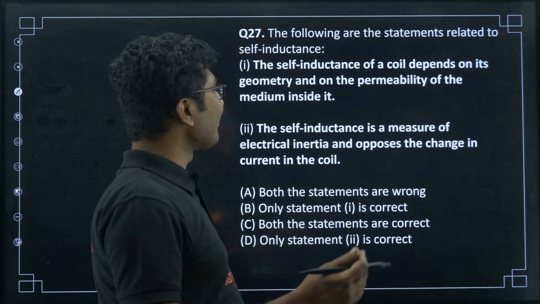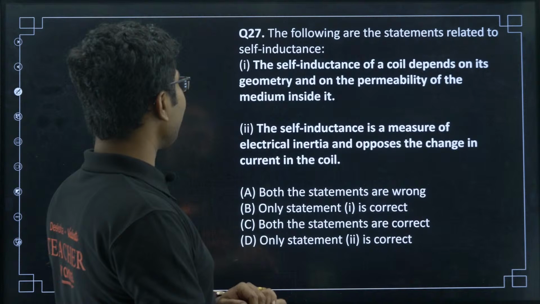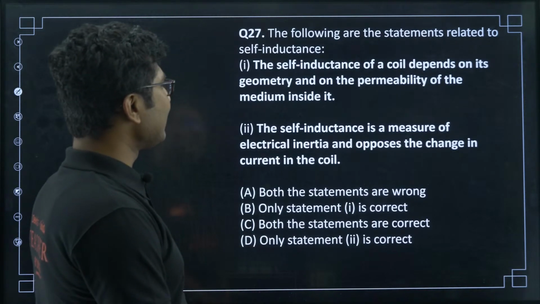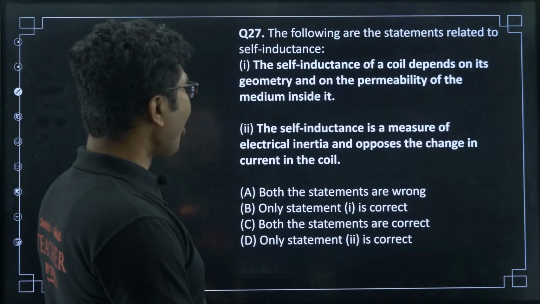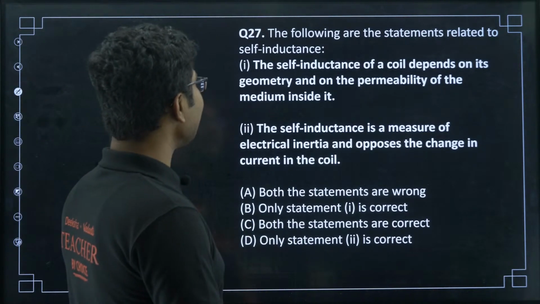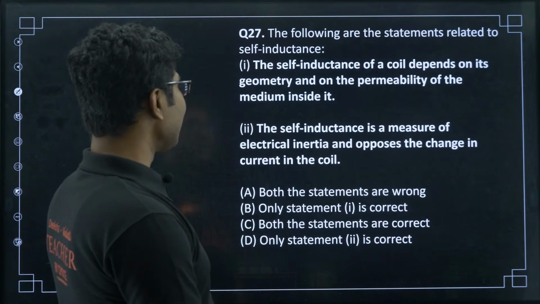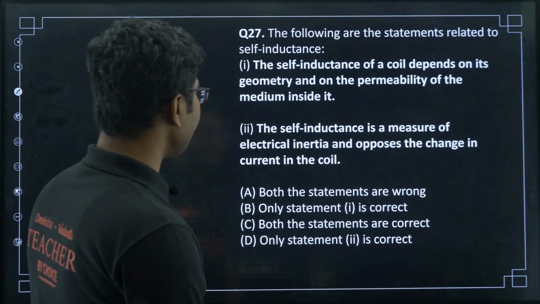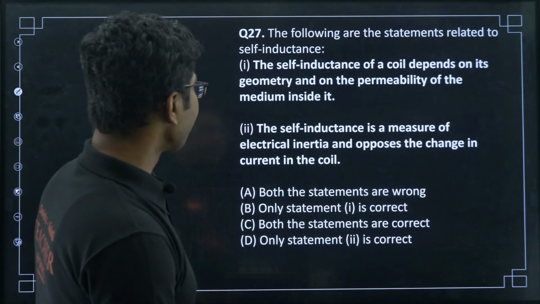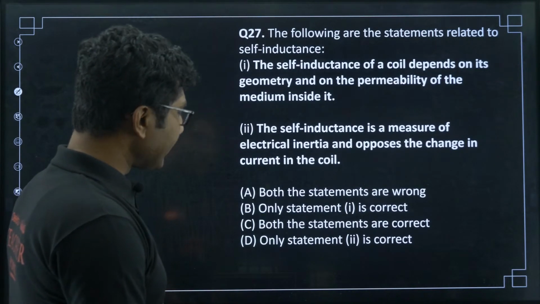Okay, so we are actually closing the chapters quickly. The following are statements related to self inductance. Statement 1: self inductance of a coil depends on its geometry and the permeability of the medium inside it. Statement 2: self inductance is a measure of electrical inertia and opposes the change in the current in the coil. Options: both statements are wrong; only statement 1 is correct; both statements are correct.